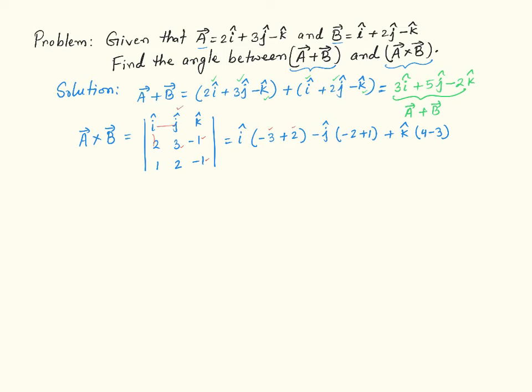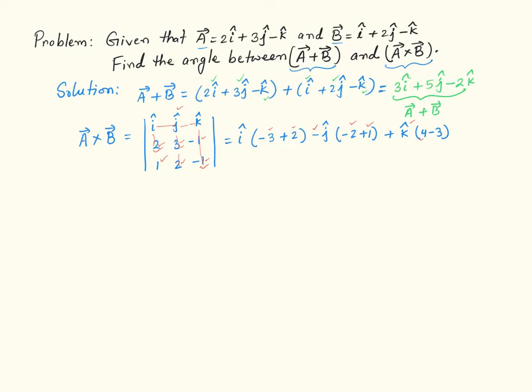Now for j hat, you put the negative sign in front as usual, and then get rid of the first row and second column. Then you will be left with 2 times negative 1, which is negative 2, and then minus 1 times negative 1, which is negative 1. Then negative and negative is going to make it positive. And similarly for k, we get rid of the first row and the third column. Then you will be left with 2 times 2, which is 4, minus 3 times 1, which is 3.